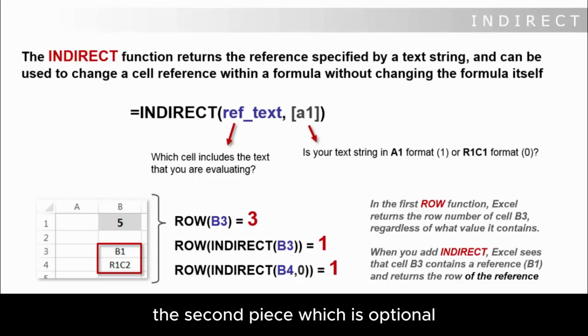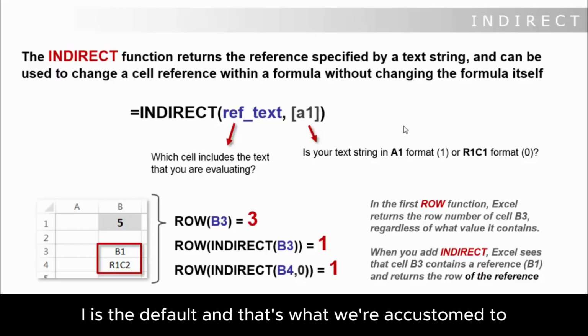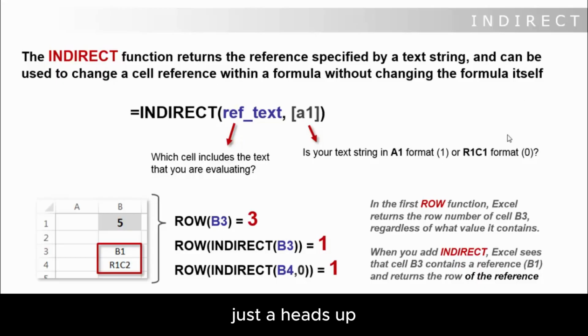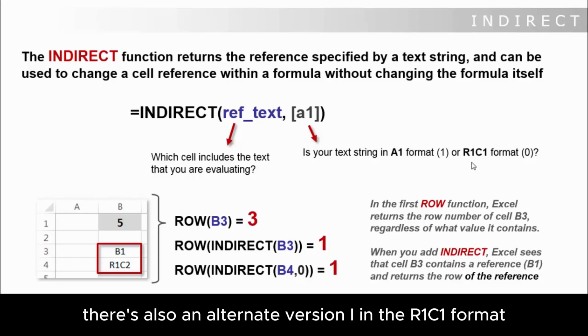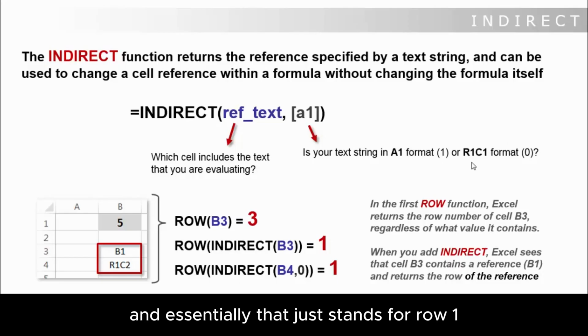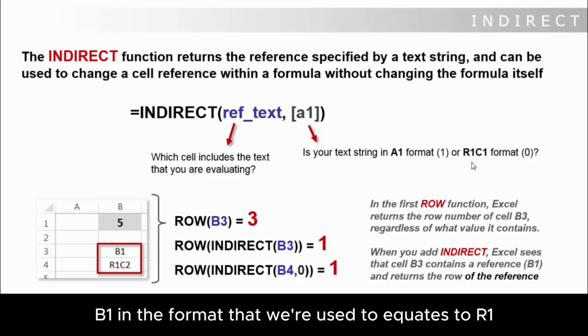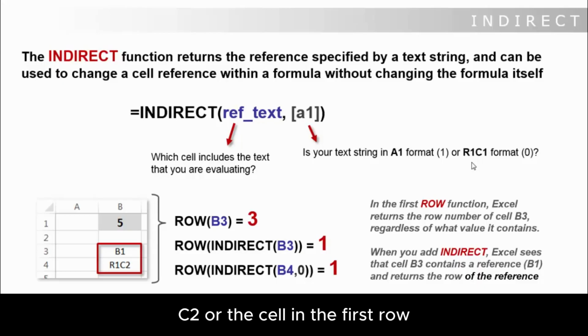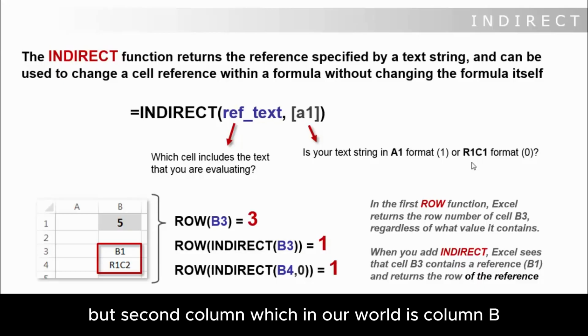The second piece, which is optional, essentially tells Excel how your reference is formatted. The references that we've been using, with columns as letters and rows as numbers, is the default, and that's what we're accustomed to. Just a heads up, there's also an alternate version in the R1C1 format, and essentially that just stands for row 1, column 1. So for instance, B1 in the format that we're used to equates to R1C2, or the cell in the first row, but second column, which in our world is column B.